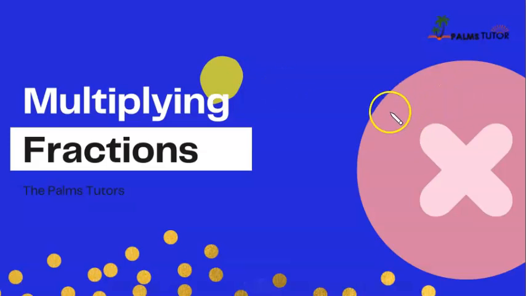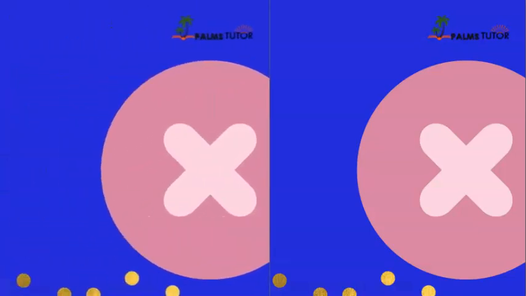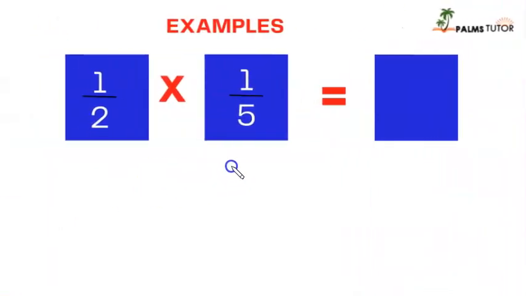Multiplying fractions. Just like adding and subtracting fractions, we can also multiply fractions. But this time, we don't look for a common denominator. Why? Because we are not combining them and we are not taking one away from the other. That's why we have to make them have the same basis. But when it comes to multiplying, what do we do?